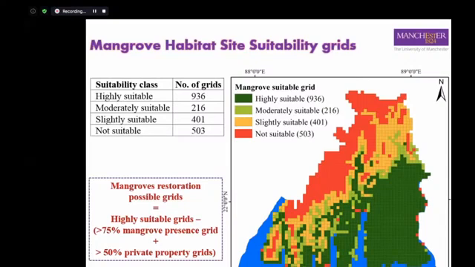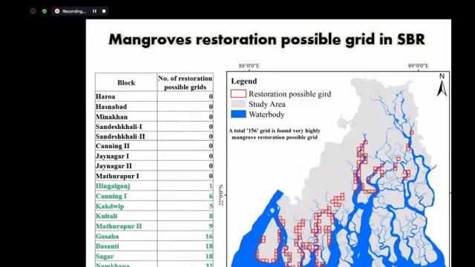That means the most disturbed areas. If a grid already has 50% private property, like road, settlement, jetty or anything, then I removed this area, because if we use a regeneration program in that area, people will disturb it and the anthropogenic pressure will be huge in this grid, so it's not possible to regenerate or restore the mangrove. So now I have only 156 grids remaining for restoration. That means these red pockets are very, very essential for us to regenerate the mangrove.